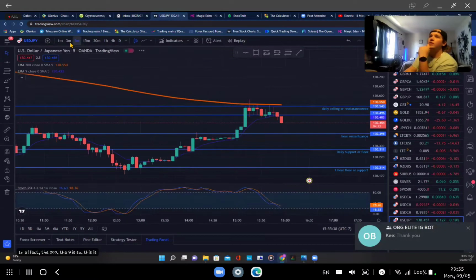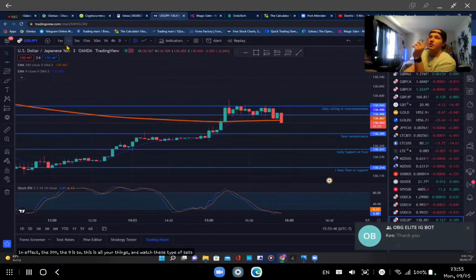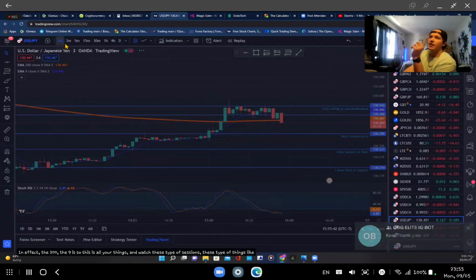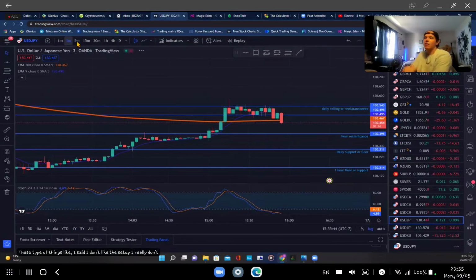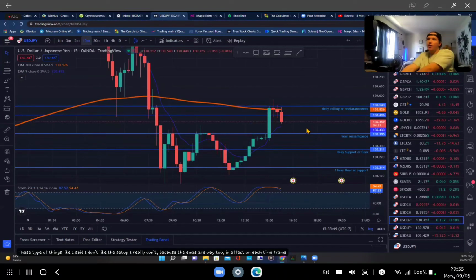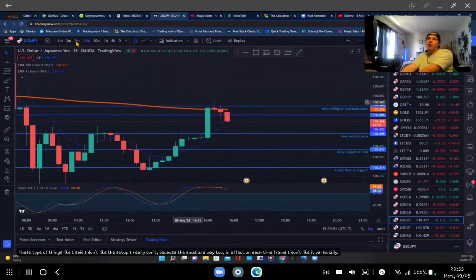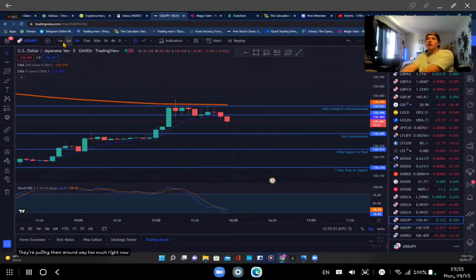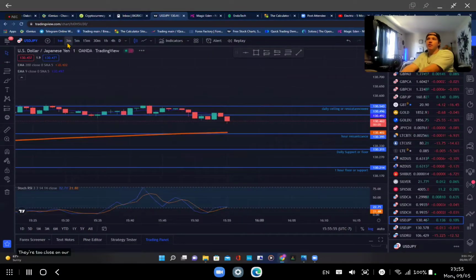So this is all your things. And watch these type of sessions and these type of things. Like I said, I don't like this setup. I really don't, because the EMAs are way too in effect on each time frame. I don't like it personally. They're pulling them around way too much right now in different directions. They're too close on every time frame for me personally.